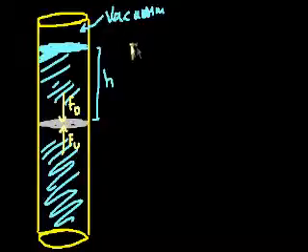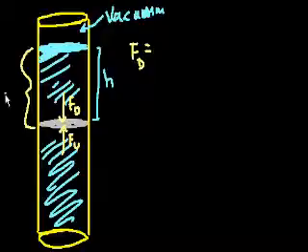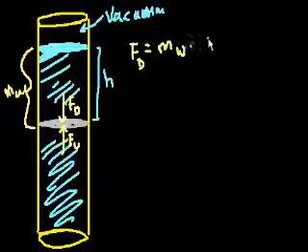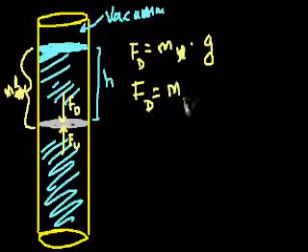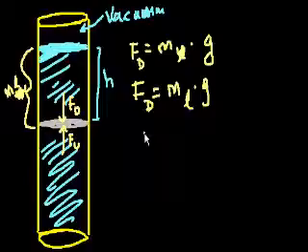So the force down, which is the same thing as the force up, is going to equal the mass of this water times the gravitational constant. Oh, and actually, I shouldn't say water. Let me change this, because I said this is going to be some random liquid. The mass of the liquid. So the force down is going to be equal to the mass of the liquid times gravity. And what is that mass of the liquid?